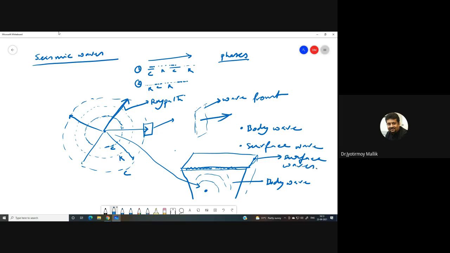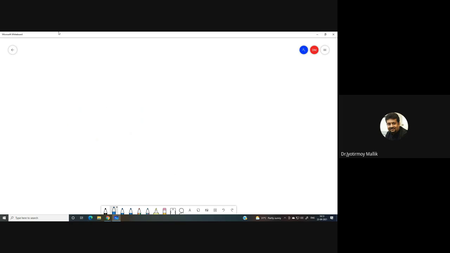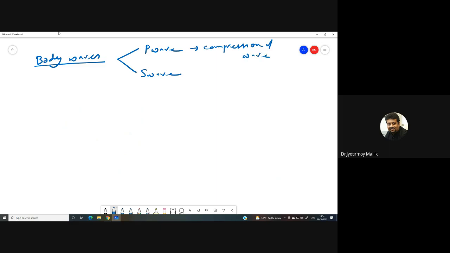Now body waves are broadly subdivided into two categories. One is called P wave, the other one is called S wave. Now P wave has several names like compressional wave, or also called primary wave. Similarly, S wave is called shear wave. Also, this is called secondary wave.